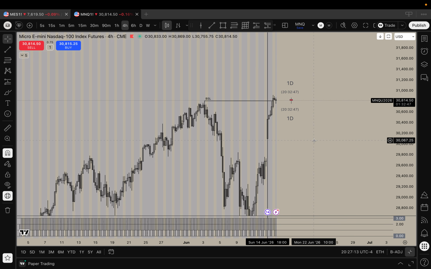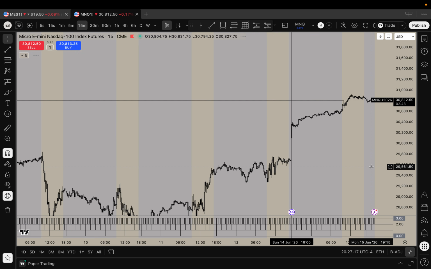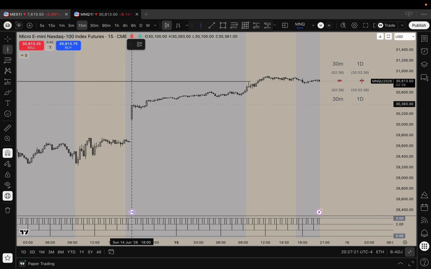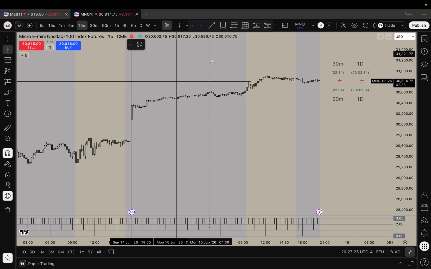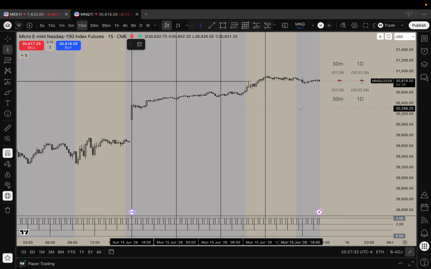But what we should look at beyond that is dropping down to the 15-minute, and we can go ahead and break the day into quarters. We have our 1800, our midnight, our 6 a.m., our noon, and then we have our 1800 of the following day.